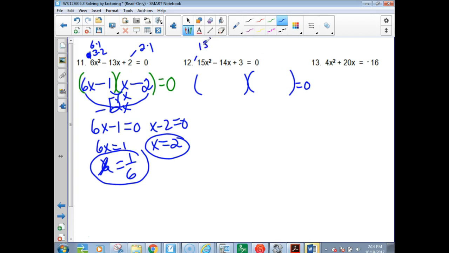15 has factors of 15 and 1, 5 and 3. Usually it's the close together ones like 5 and 3 unless the number in the middle here is big. 3 has factors of 3 and 1. Don't have any choices with that. I need a 14.